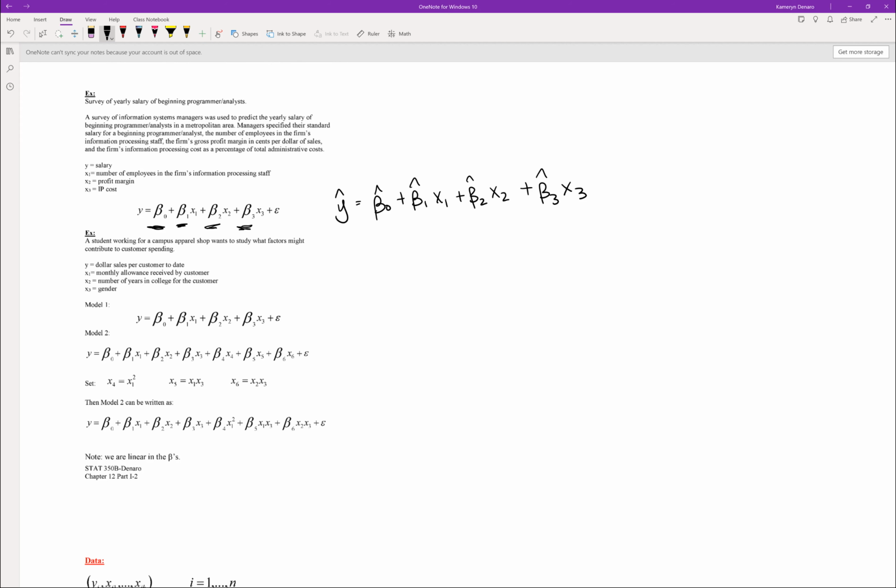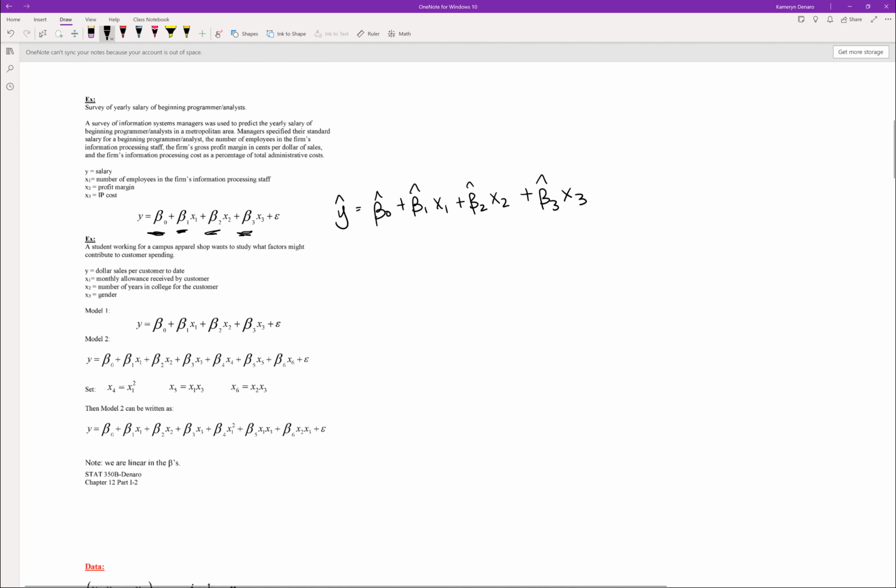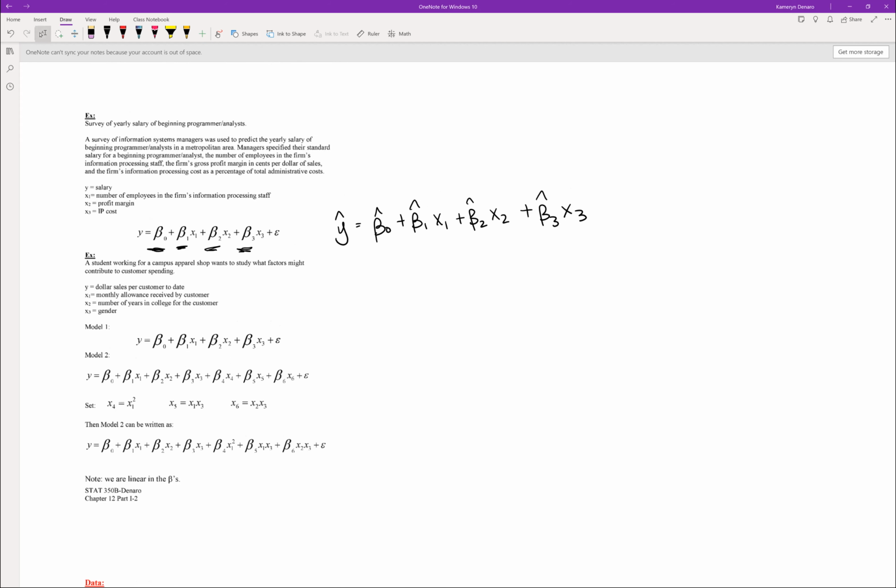A student working for a campus apparel shop wants to study what factors might contribute to customer spending. All right, let Y equal the dollars of sales per customer to date. Let X1 equal the monthly allowance received by the customer, X2 equal the number of years in college for the customer, and X3 be gender. All right, we could fit a few different models.